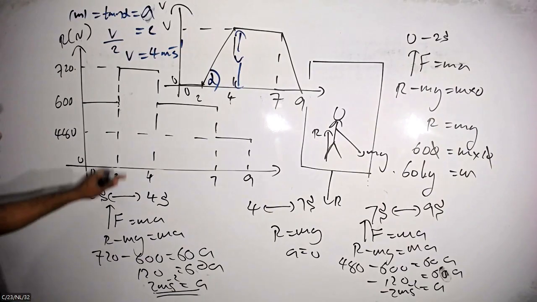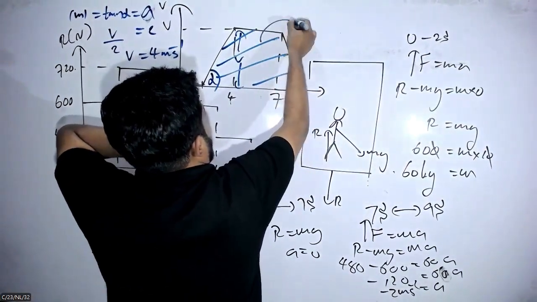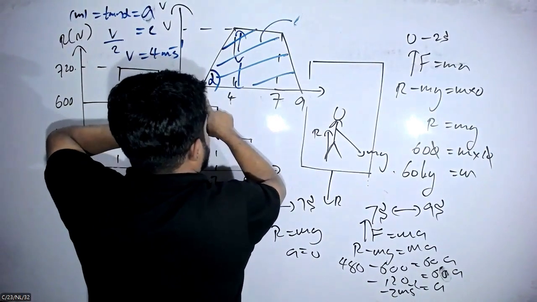Now you have found the maximum velocity. Now you can identify this area. Sum of the two parallel sides, 2 to 9 is 7, plus 3 for 4 to 7, no? Divided by 2, altitude is 4. Half of 10 times 4, then 20 meters. 20 meters, right?